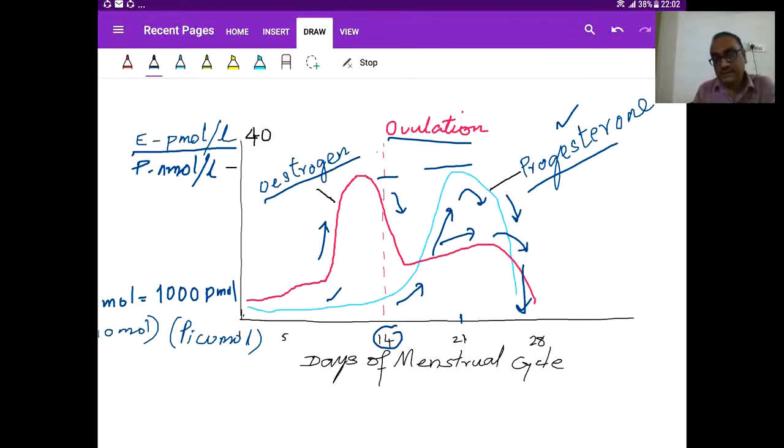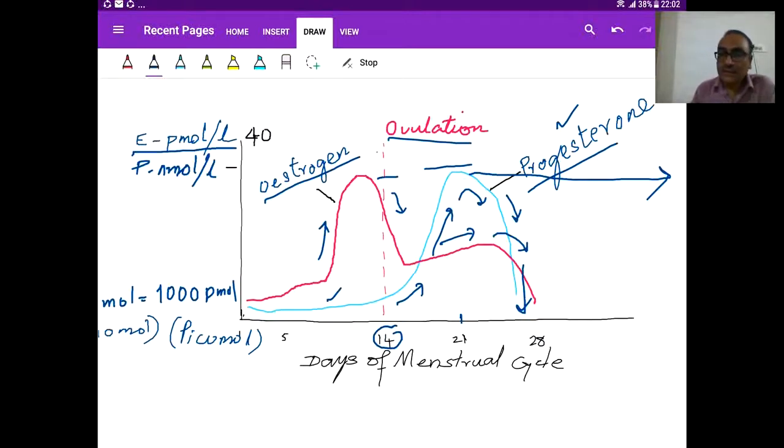Just assume that the ovulated egg is fertilized, implantation has taken place, and pregnancy begins. Then what happens? Then this level of the progesterone is maintained constant throughout the pregnancy, and the progesterone remains healthy. It will not undergo shrinkage or degeneration.